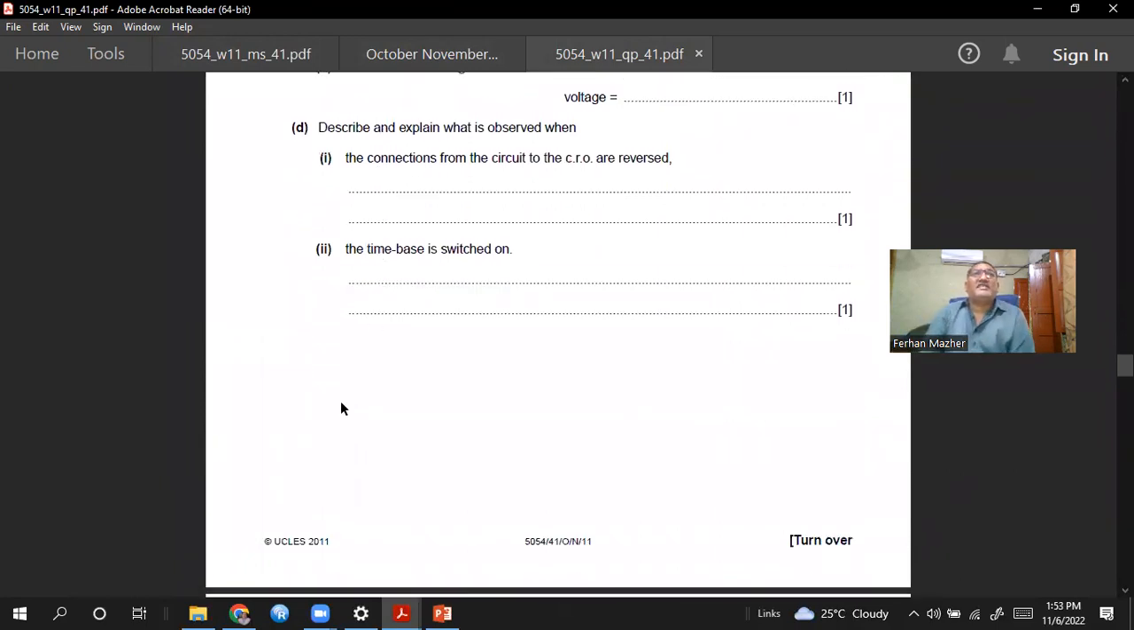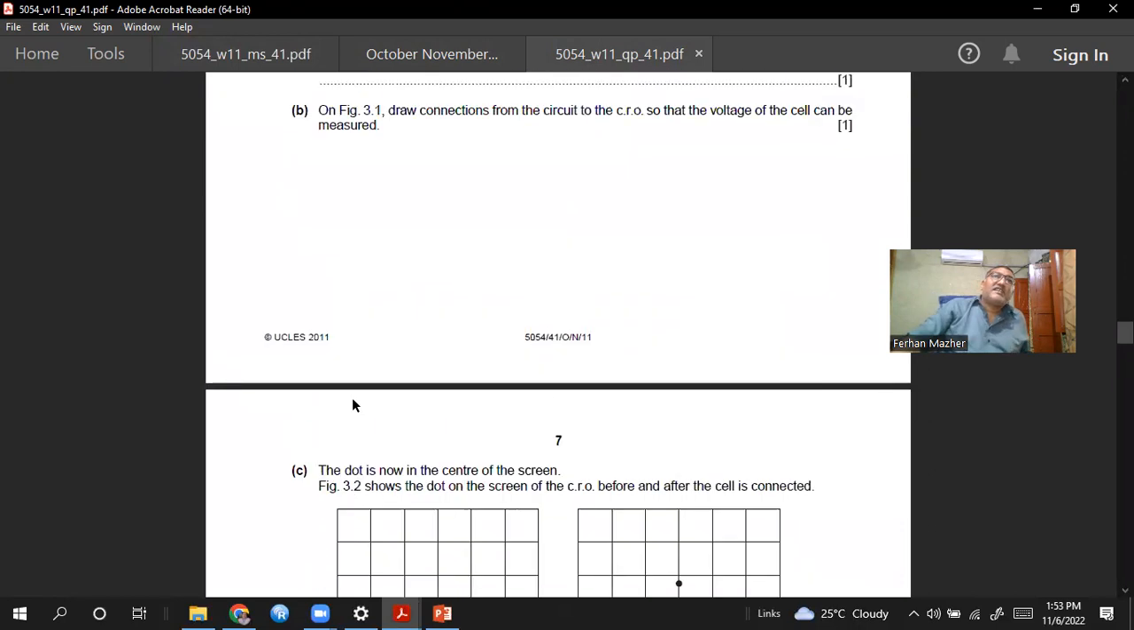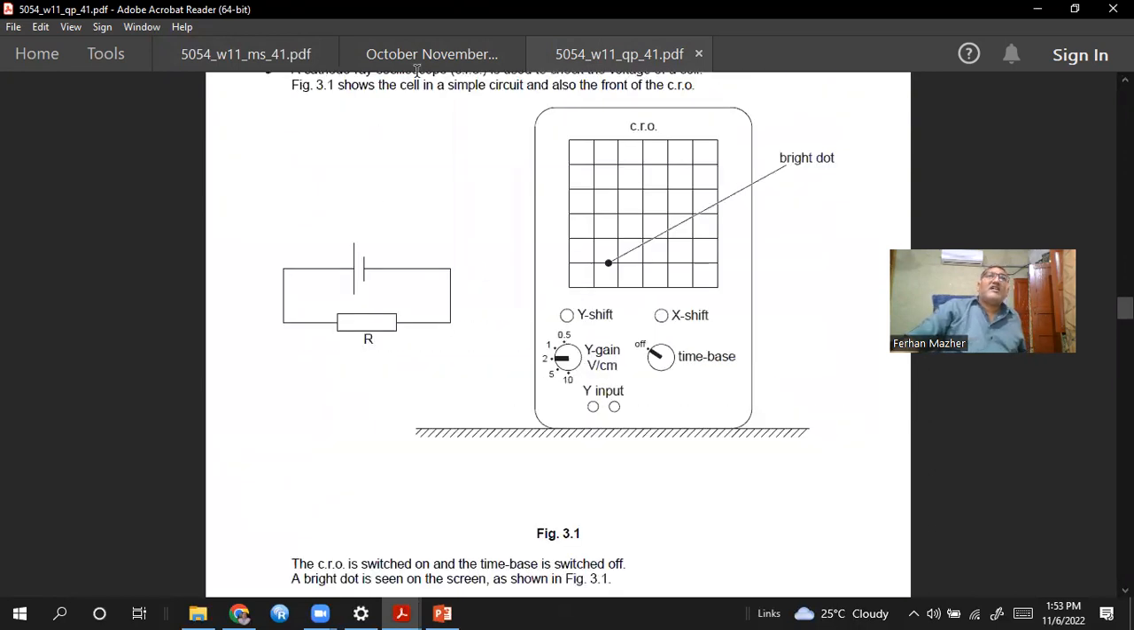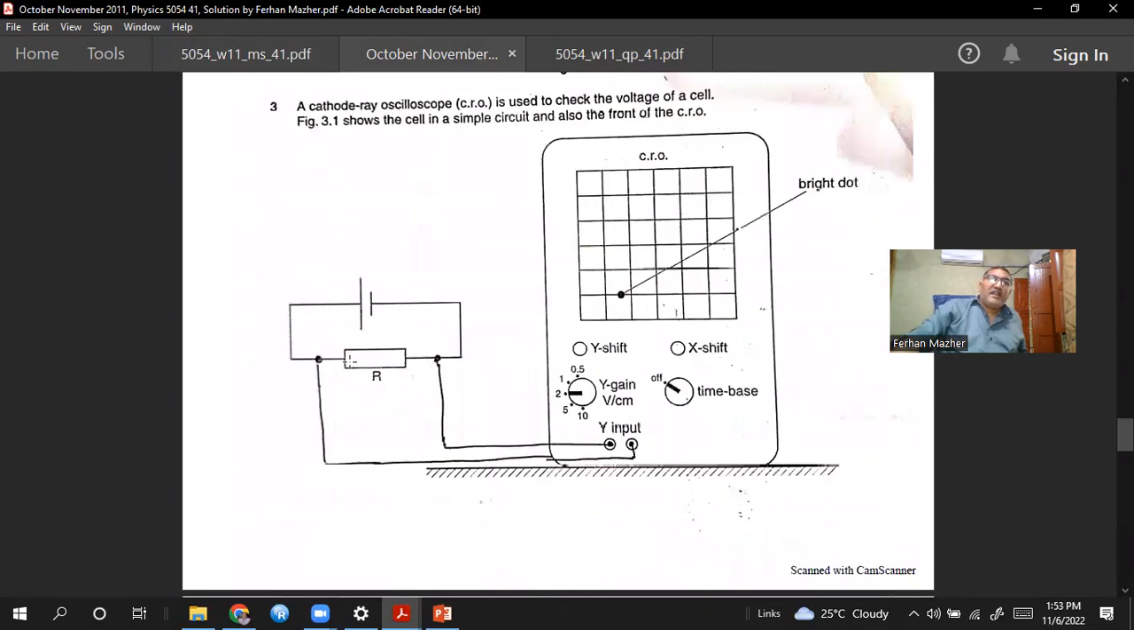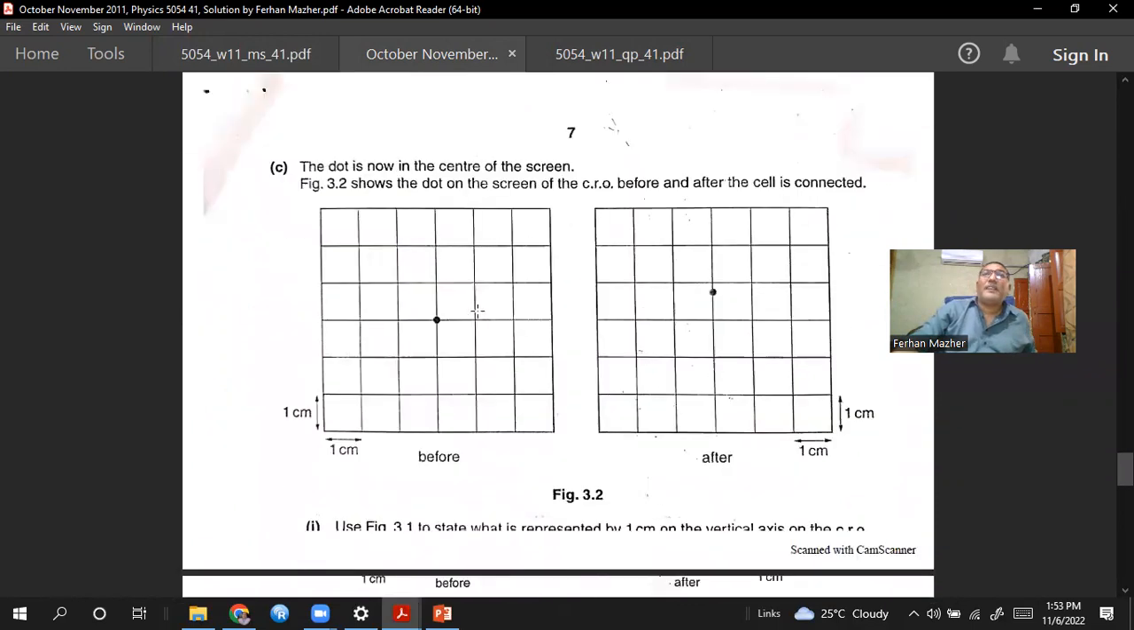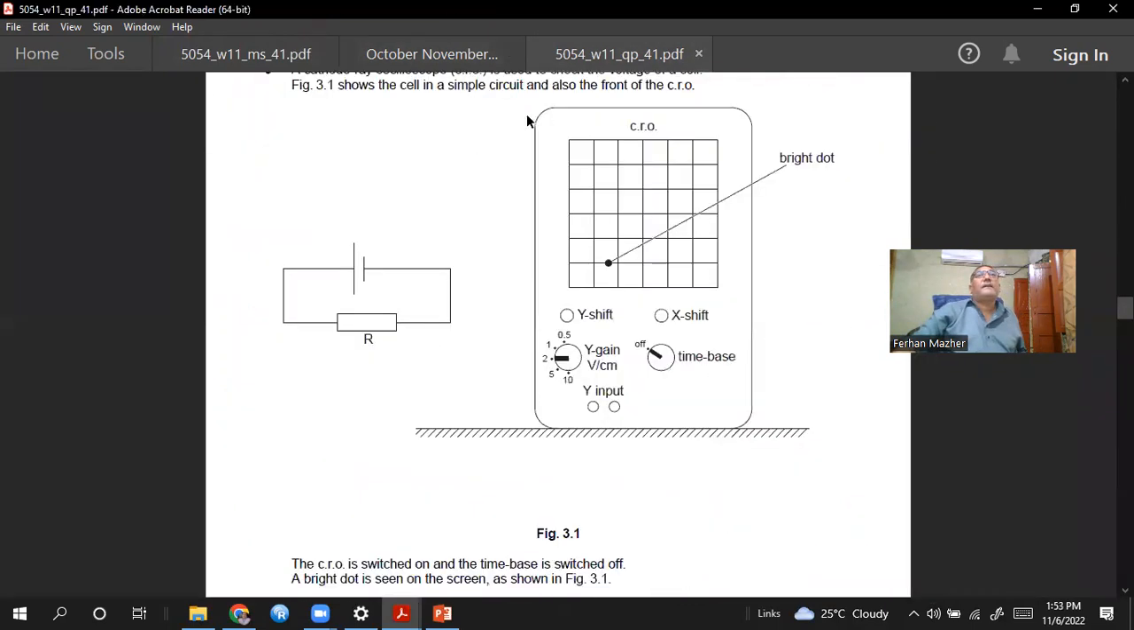Then it says, describe and explain what is observed when the connections from the circuit to the CRO are reversed. If you reverse the connections with the CRO, instead of going upward 0.8 centimeter, the dot will go 0.8 centimeter downward.